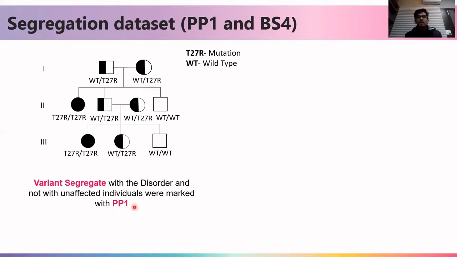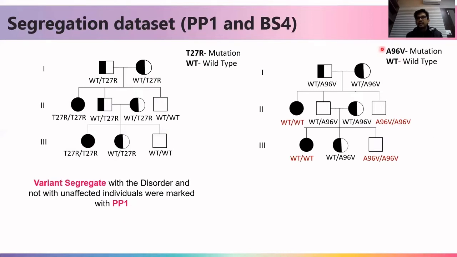Other than that, let's look at another scenario, where there's another mutation like A96V and the wild type. In this, it is the same scenario in which the mother and father are heterozygous for the mutation.